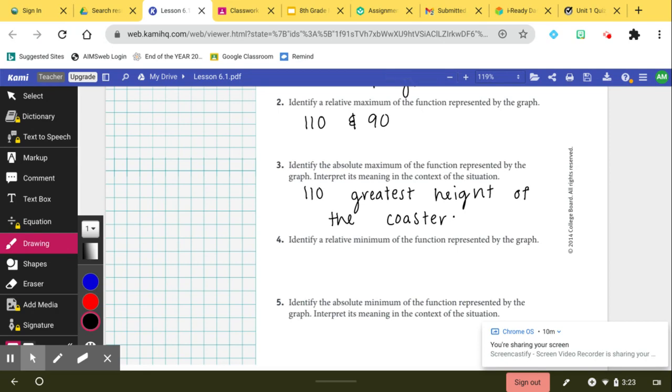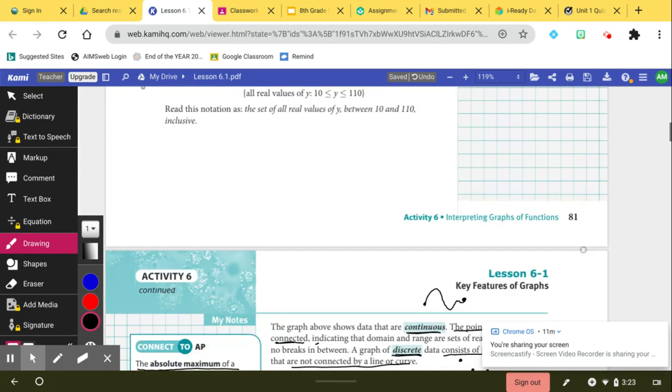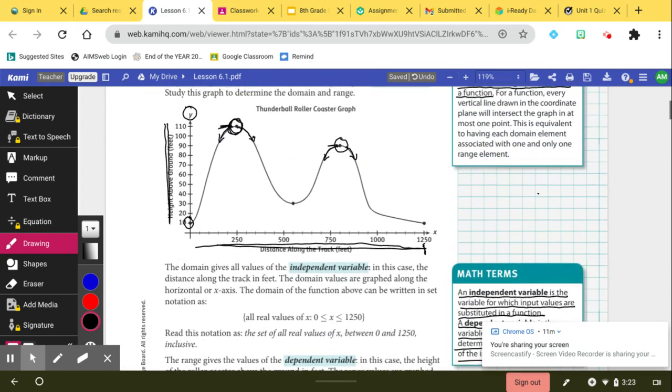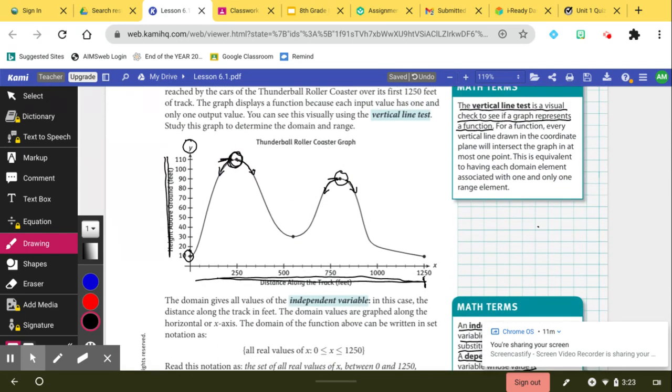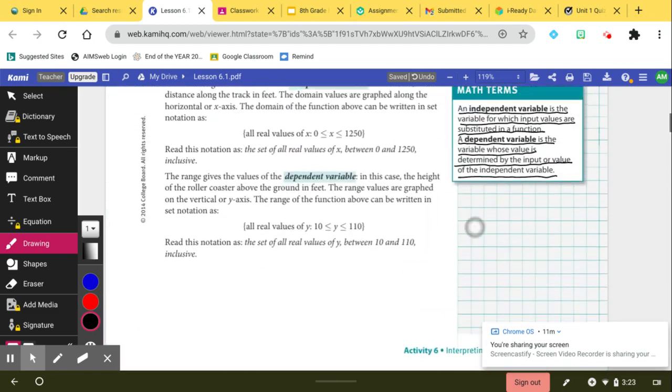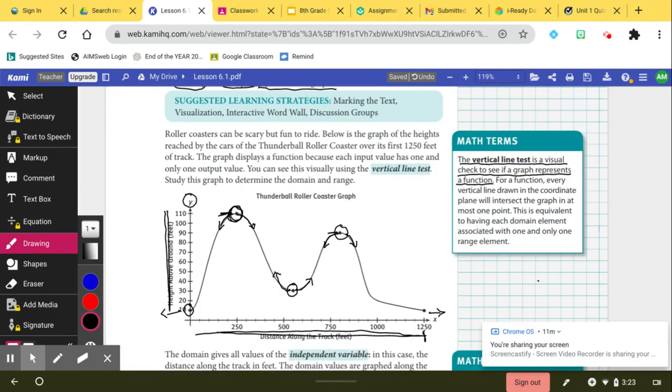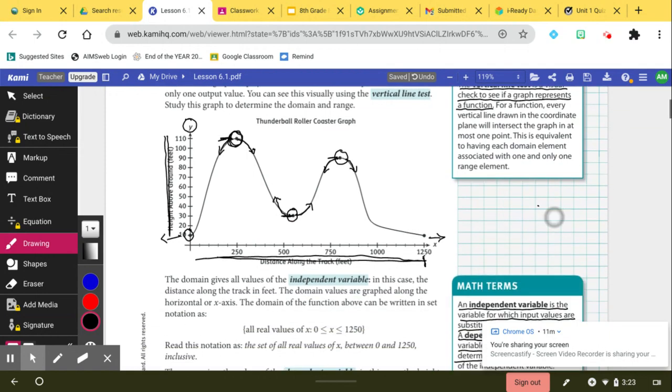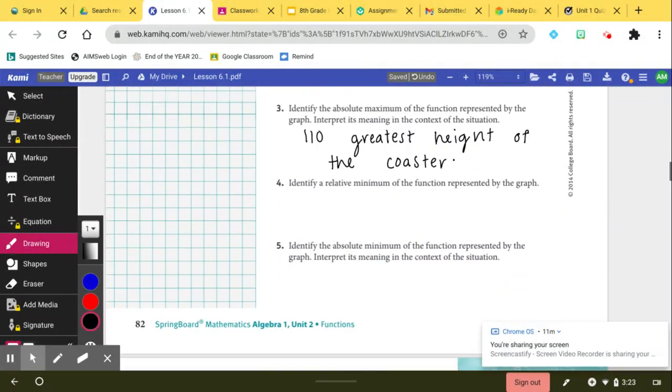Then it says identify a relative minimum. Remember, my relative minimums can't be my endpoints because I don't know what's going on over here and I don't know what's going on over here. So this is my one relative minimum because based on all the points around it, it has the smallest output. I forgot to identify what that was. That would be around 30, so a height of 30.